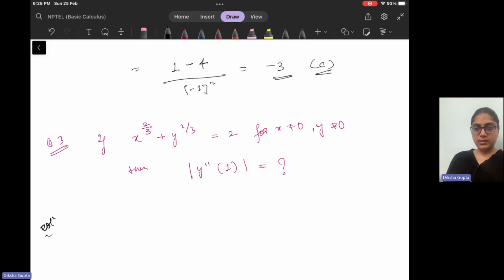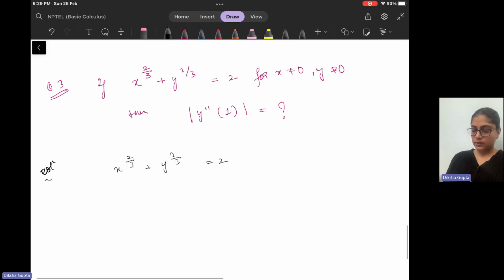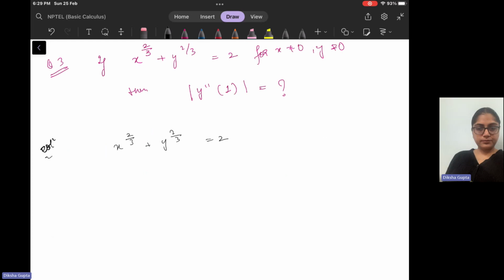So again, your obvious step is to differentiate the given equation, right? So you are given x^(2/3) plus y^(2/3) equals 2. So you will use the power rule. I usually used to remember this rule as: power first, power minus one, and the derivative of y with respect to x, and 0, right?